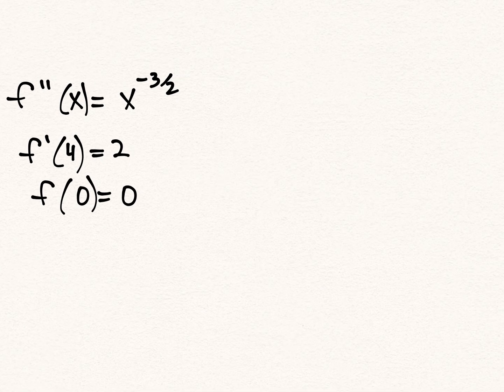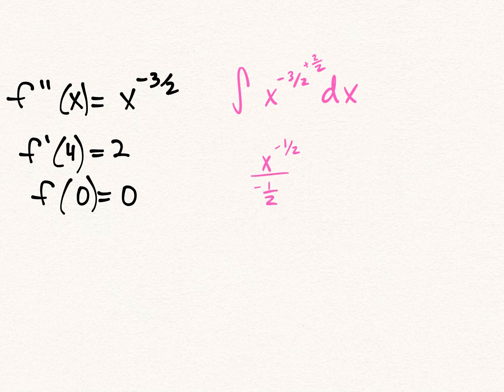So let's take the antiderivative of x to the power of negative 3/2 dx. So when we add 1 to the exponent, I can add 2 over 2. So this gives me x to the power of negative 1/2. And then I divide by my new exponent, which is negative 1/2. So this is our first derivative here. What am I missing? Plus c.